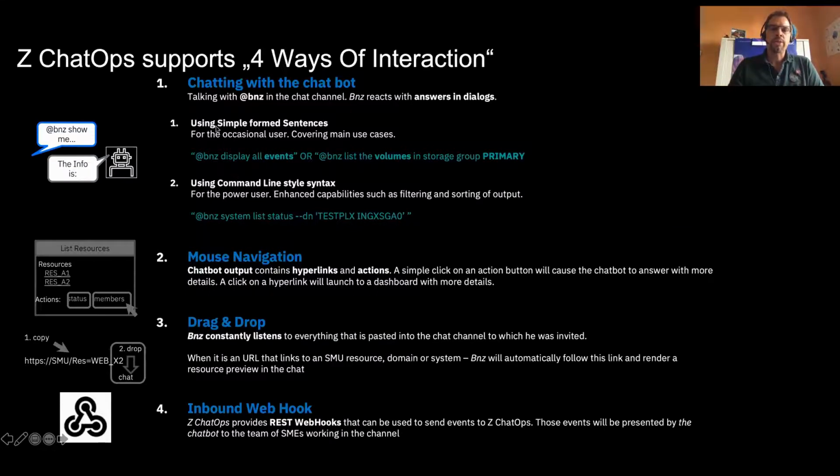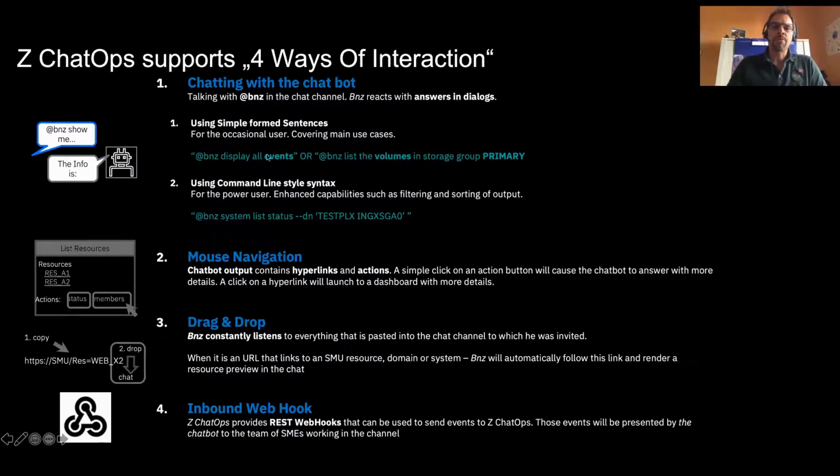And we have two ways of actually communicating with a chatbot. One is using simple form sentences. That looks a little bit like natural language support, but it's not really a real natural language support using some Watson technology in the background or something like that. It actually relies on a simple sentence structure with certain keywords that need to be in a certain order, and it discards other words.